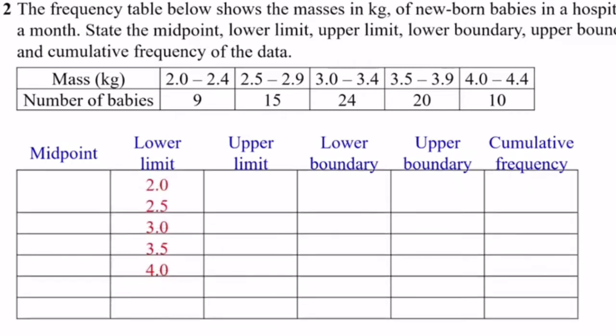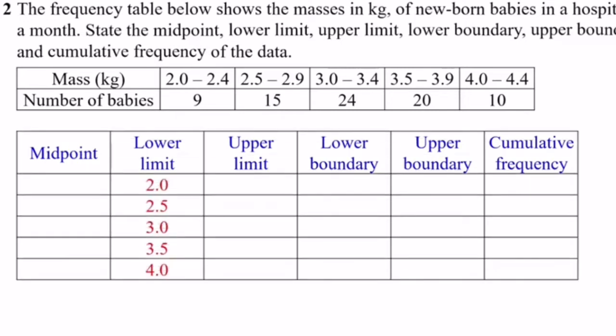Let's highlight the upper limit. For the first class interval, the upper limit is 2.4. Use a green color. 2.4, and then 2.9, and then 3.4, and 3.9, and finally 4.4. So altogether we have 5 upper limits.